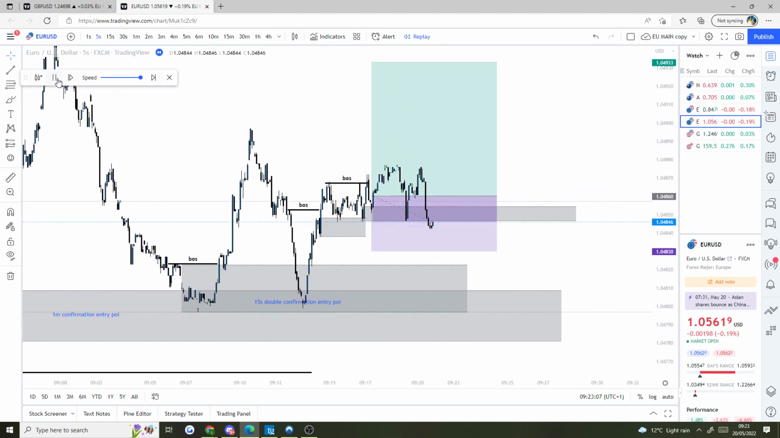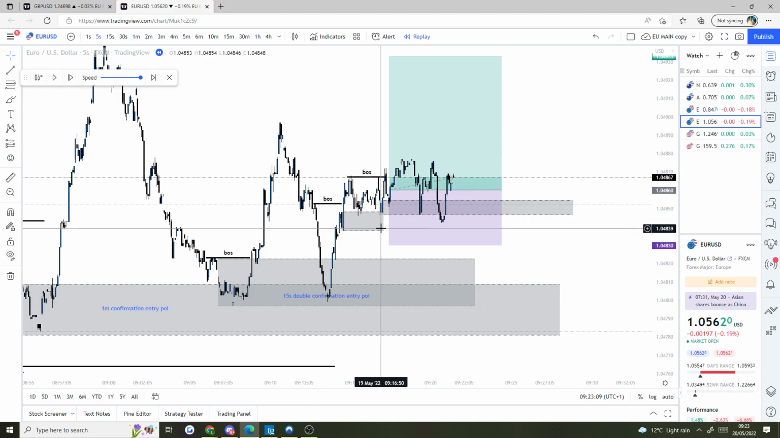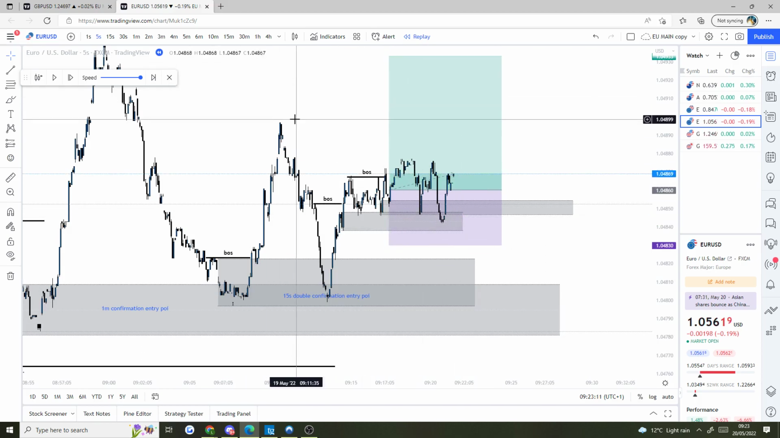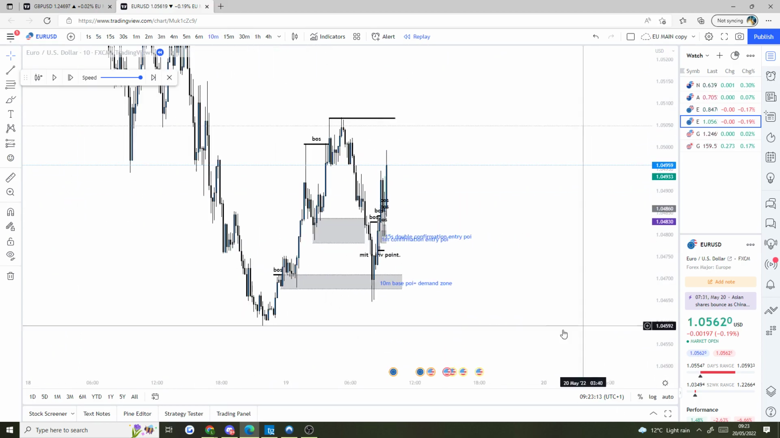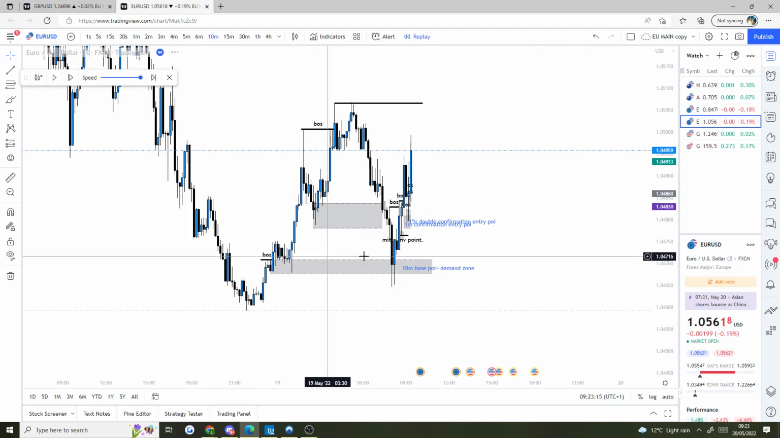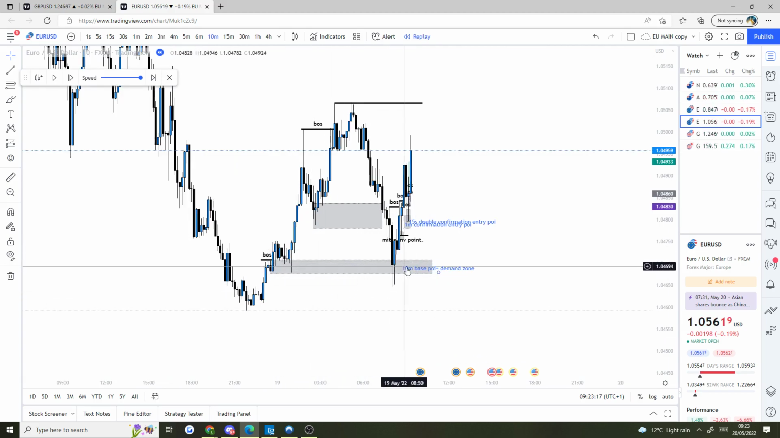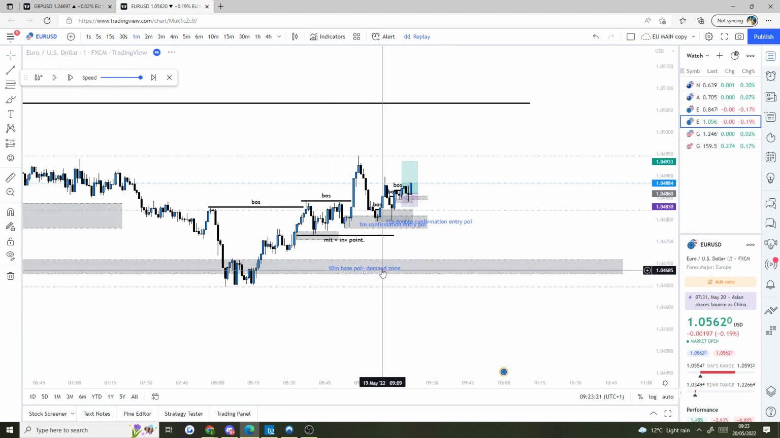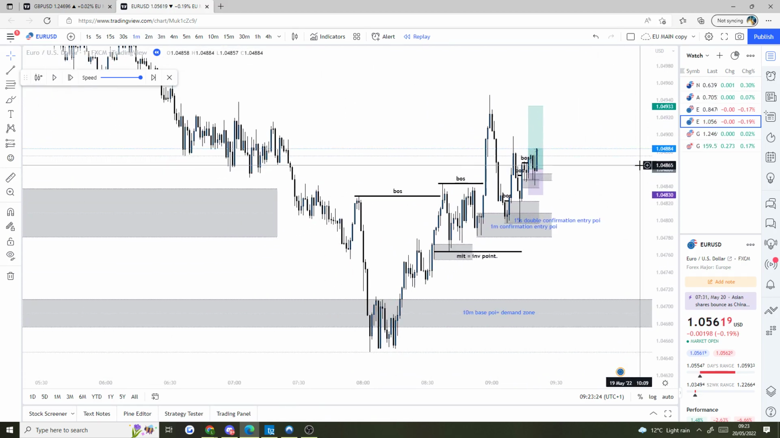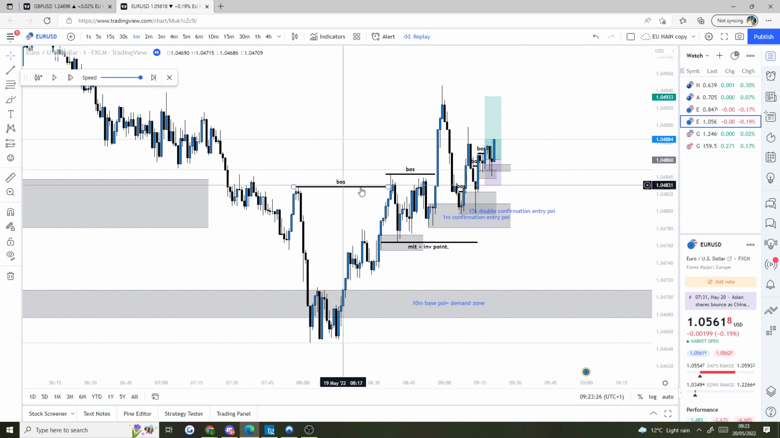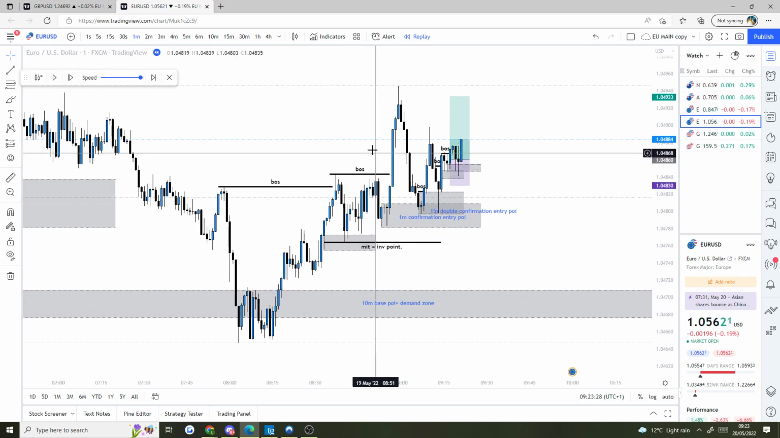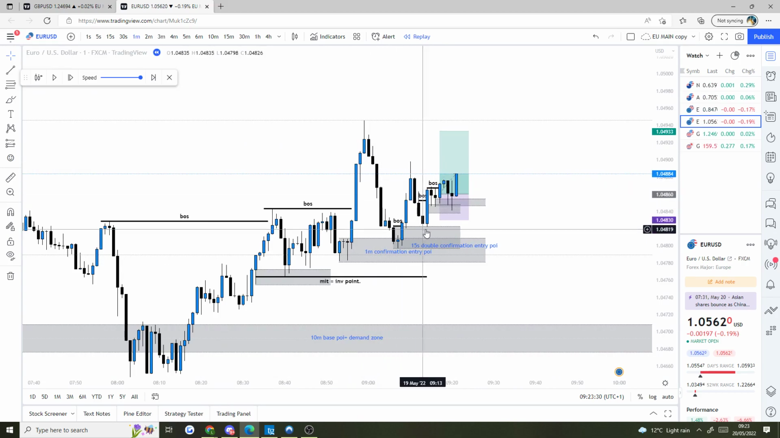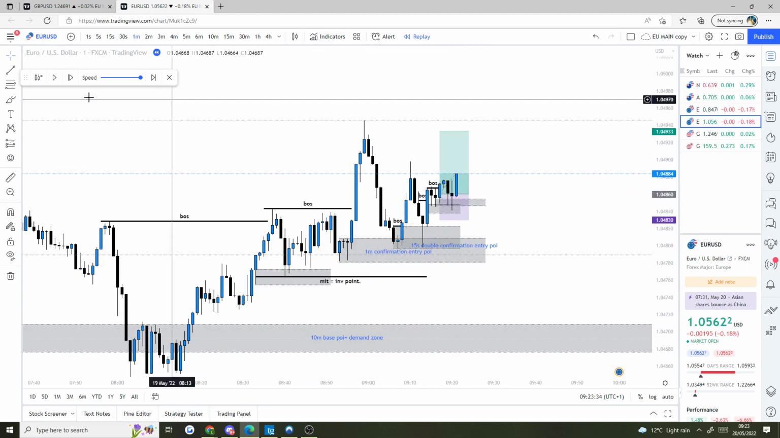So again, guys, what this is based on is we've got the 10-minute overall, the 10-minute demand. So once we've reacted off there, we know that price is going bullish in theory. Following that, what we've got is 1 minute bullish structure, so one break of structure, and then another break of structure. Now, within this bullish structure, after the second break, we've got this impulsive leg here.